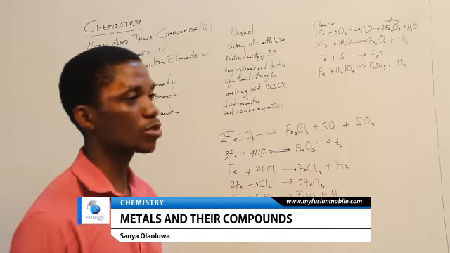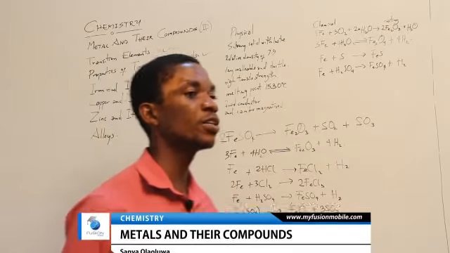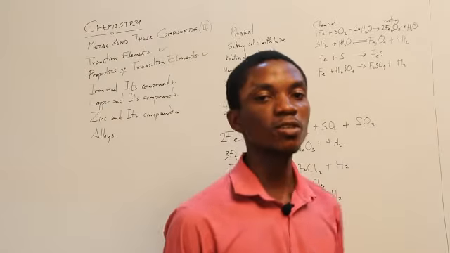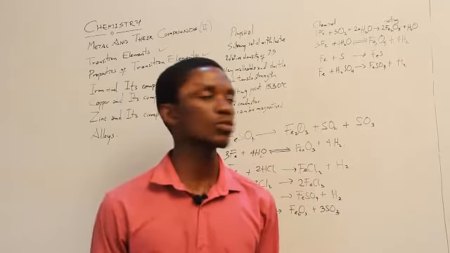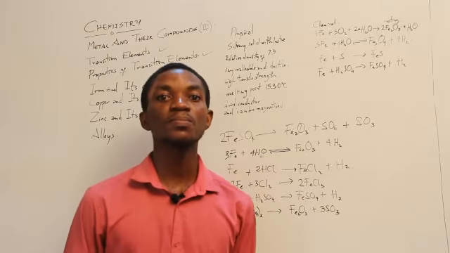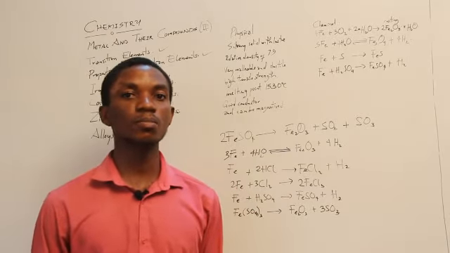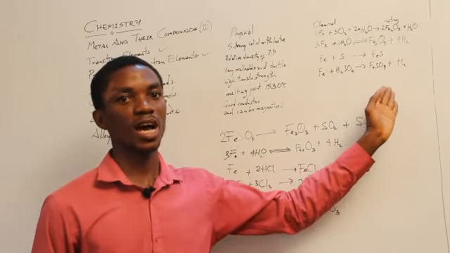Also, iron reacts with other non-metals such as chlorine, fluorine, and sulfur, depending on the nature. Just the same way it reacts with oxygen, it reacts with other non-metals. And iron, like every other metal, has basic properties. It reacts with acids to liberate hydrogen.